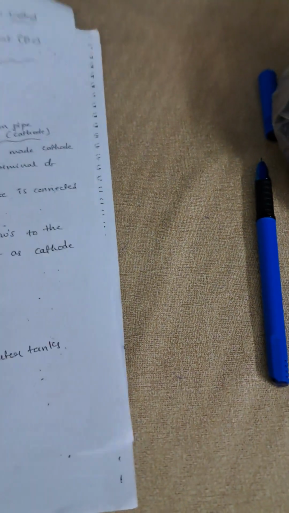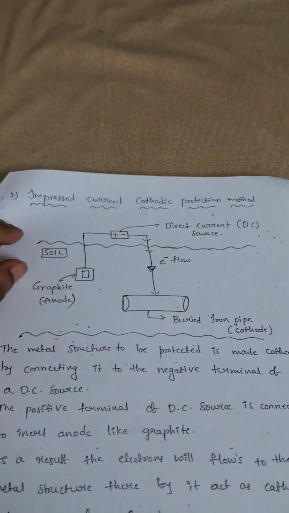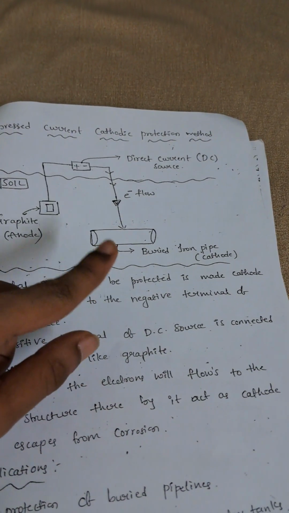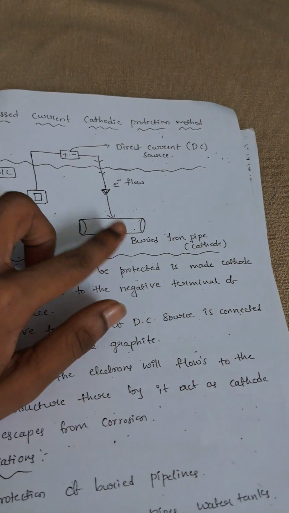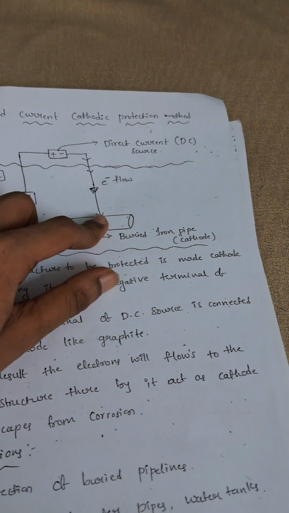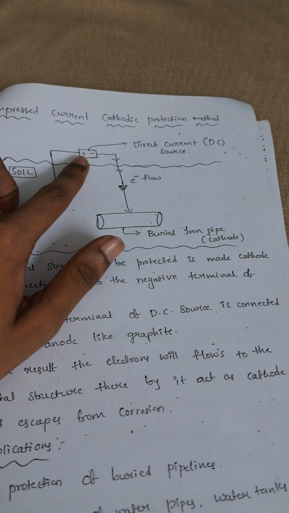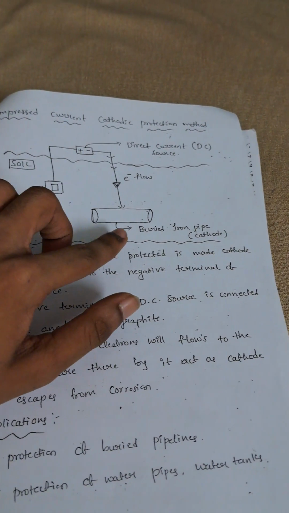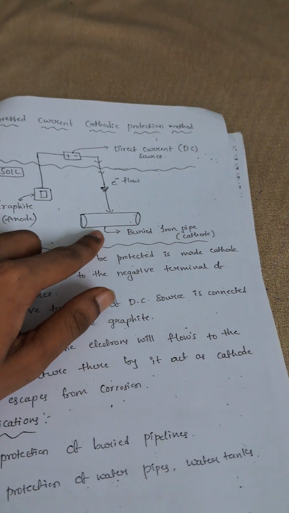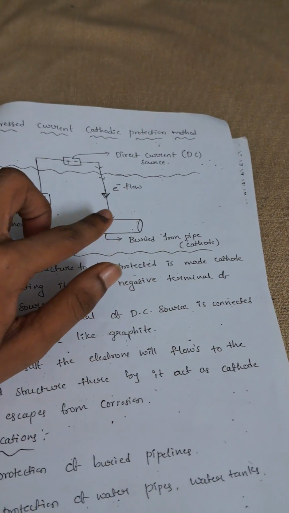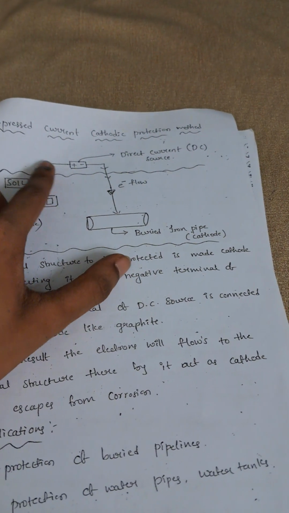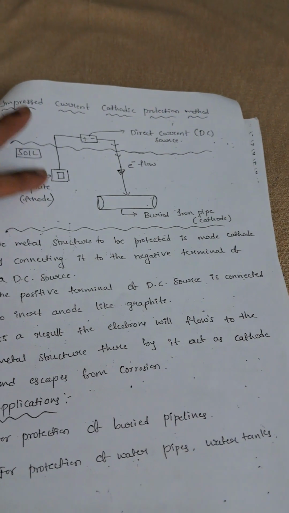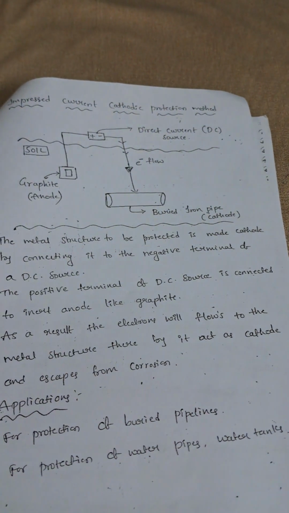Second method is the impressed current cathodic protection method. Impressed current cathodic protection method means take a metal, bury it in soil, connect the negative terminal of the DC source to the metal, and connect the positive terminal of the DC source to a graphite. That's it. Now we all know that the metal which is buried is forced to act as cathode. So you connect it to the negative terminal of the DC source, and the positive terminal of the DC source you connect with graphite, which is the anode, so that this will undergo corrosion instead of this.